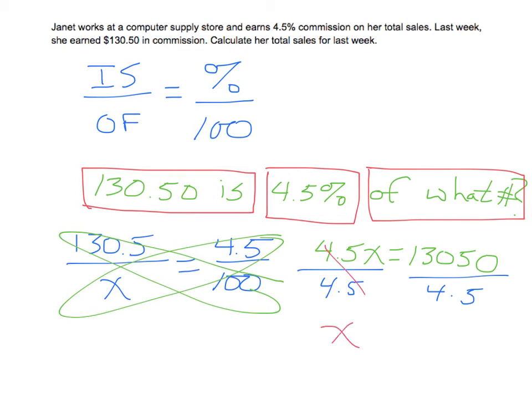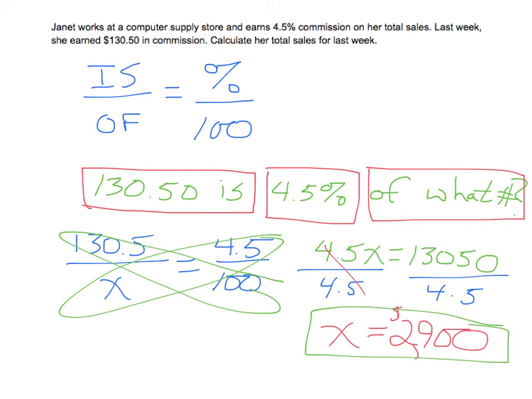Those cancel, and x is going to equal, we're going to use our calculator, 13050 divided by 4.5, and we get 2,900. That's your answer. So what this is saying is Janet, she works at a store. She sold almost $3,000 worth of merchandise, and she gets paid a percentage of how much she sells. So the more she sells, the more money she makes. So she gets 4.5% of this, which turns out to be $130.50.